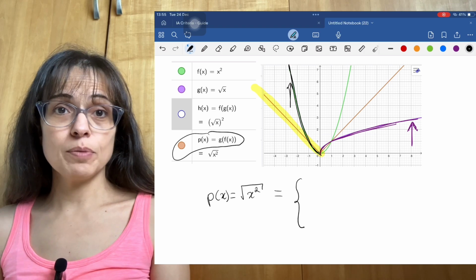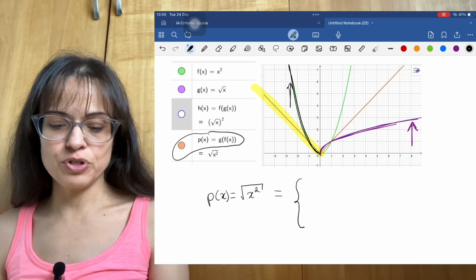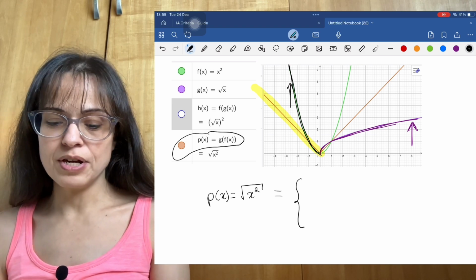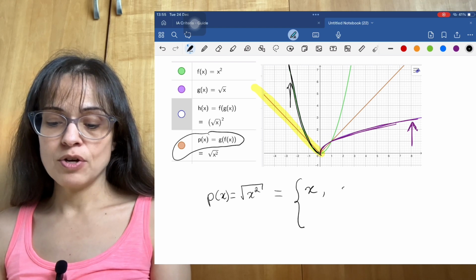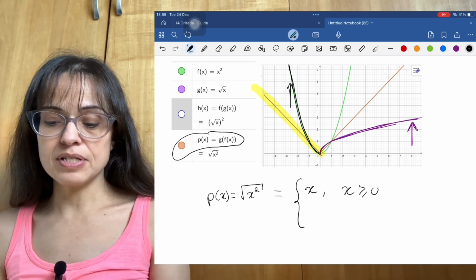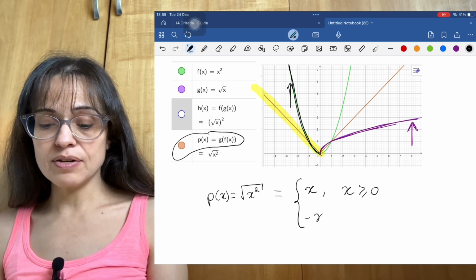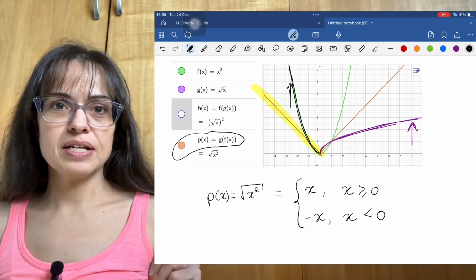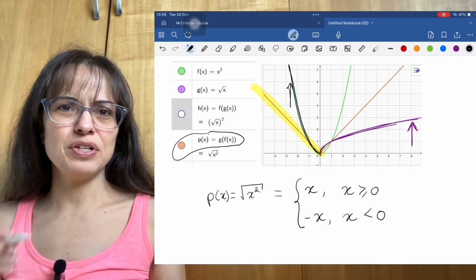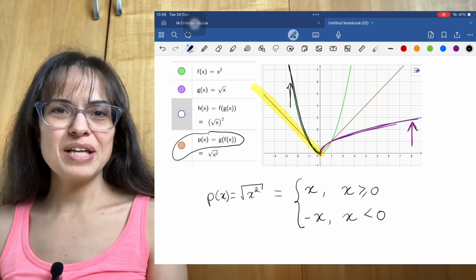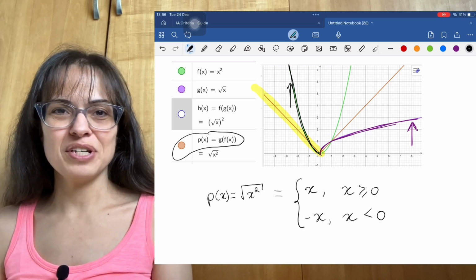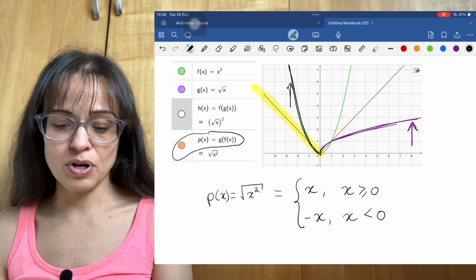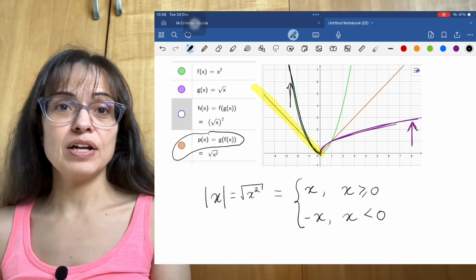You could, for example, say that this p function, which is the square root of x squared, is equal to x for values of x that are bigger than 0, and it's equal to negative x for values of x that are less than 0. I'm writing it as a piecewise function, which is very convenient for this kind of shape. But that's not any piecewise function, is it? It's one that we've seen before. That's just the absolute value of x.